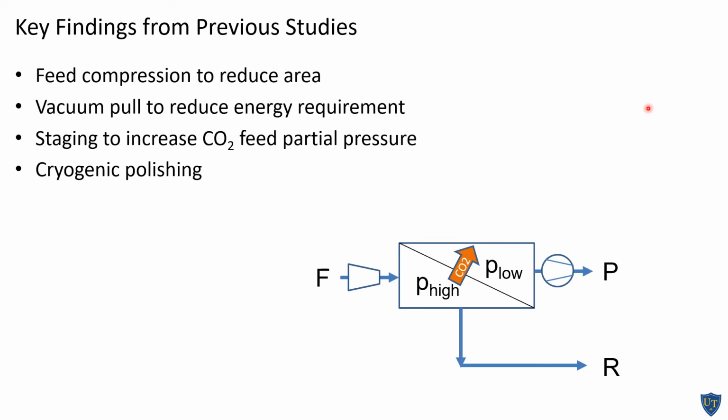Previous studies of using membranes for CO2 capture have pointed out the fact that we do need sufficient feed compression to reduce the amount of membranes that are needed in order to achieve the right balance between capital and operating costs. We can also reduce operating costs by using a vacuum to help pull the CO2 across the membrane. Staging allows us to increase the CO2 feed partial pressure and thereby achieve the purity target. And finally, if we can use something like cryogenic polishing, liquefaction, that might be of benefit as well.